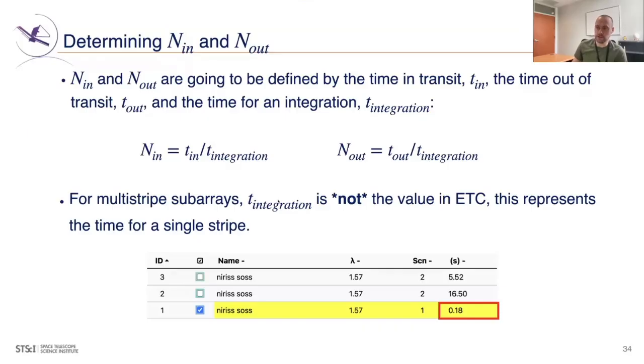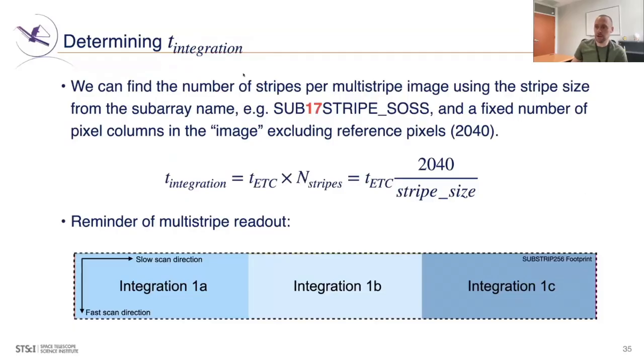So to figure out T integration, you need to account for that and the number of points you're going to get. And that's relatively straightforward. You just need to multiply that time in the ETC by the number of stripes in the multi-stripe. So in this case, it would be 3, right? And that would give you your total integration. And you always have the number of stripes available to you because you have the stripe size in the subarray name.